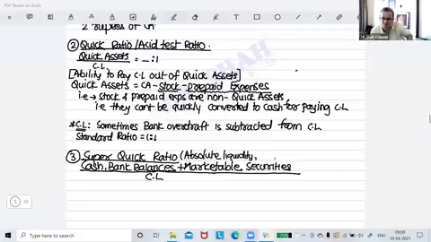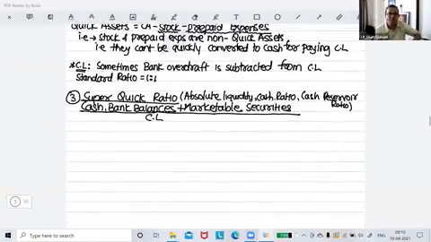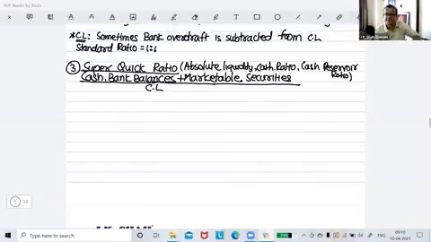It is also called the absolute liquidity ratio, cash ratio, cash reservoir ratio, so many names. Understood people till here? Yes, again the same logic.